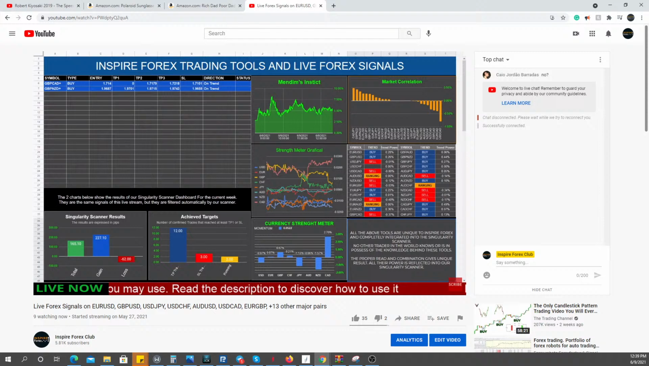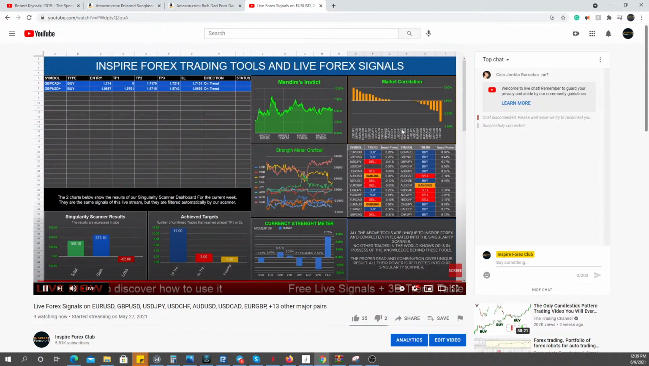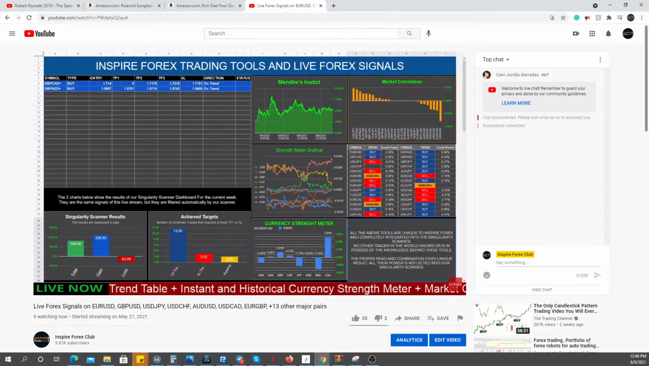So I don't recommend you trade on ranging trends. Just give up, I mean, leave it. Then we have the correlation market. The correlation market is actually the last tool you have to use, because the market correlation tool shows you how the markets are moving compared to each other.